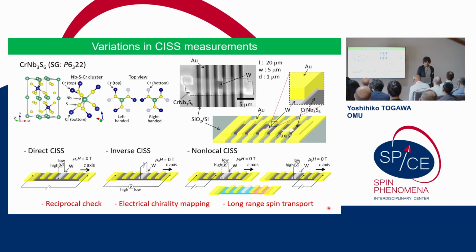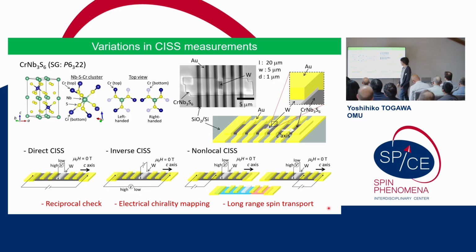Then let me go into the detail. Here is an example of the device. In this case, we make a micrometer-size sample using a fabrication technique. Then we put the electrodes. At the center, we put tungsten. It's good for inverse spin Hall effect detection because it has a really large spin Hall angle. Then we also put several electrodes.